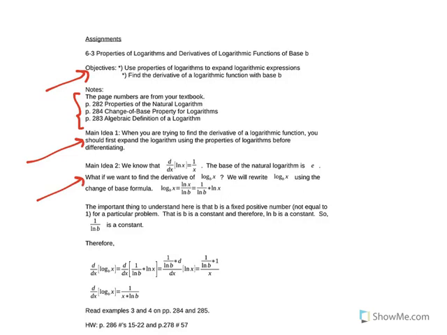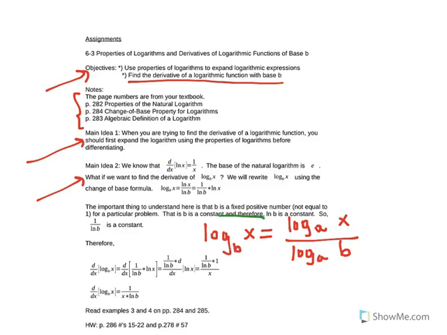Our next main idea is this. How do you find the derivative of a logarithmic function if it's not the natural logarithm, but it has a different base? For example, base 10 or base 3 or base 8. So here's the main idea. This is what we know. We know how to find the derivative of the natural log function. So how do we find the derivative of a function that has a different base? Here's how we're going to do it. We're going to go back to pre-calculus and remember something called the change of base formula.